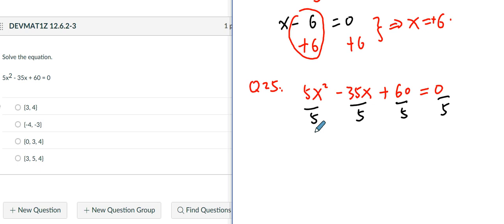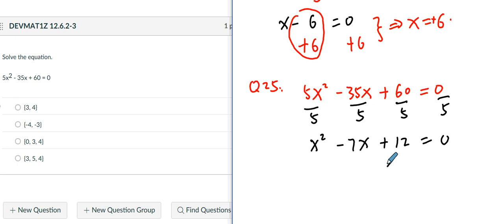So then it makes the first term x squared, because 5 divided by 5 is 1. The second term is negative 7x. The third one is 12. 0 divided by 5 is 0. Now we've got to factor this one, right?